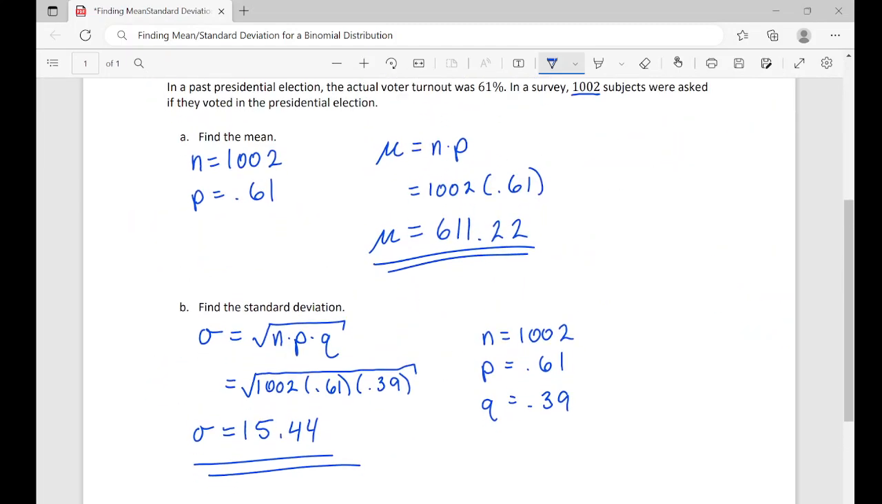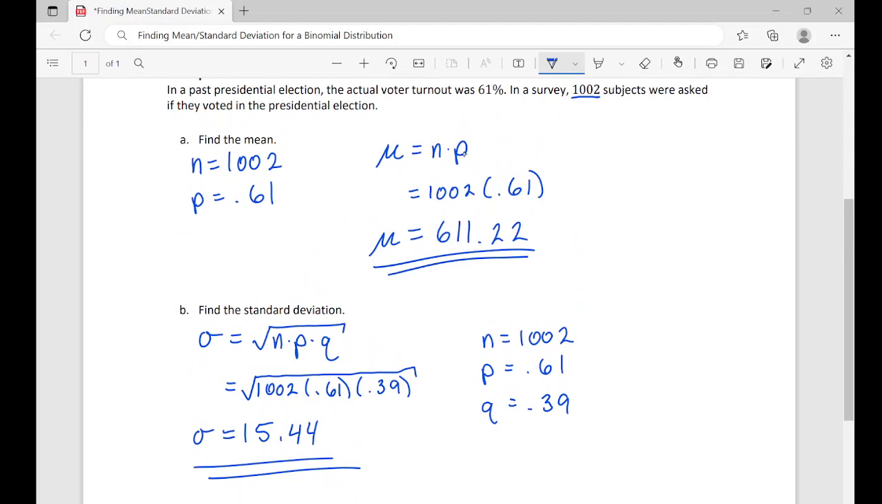So to find the mean, just take n times p, get your mu, and to get your standard deviation, take n times p times q, and then square root that, and you get your standard deviation.